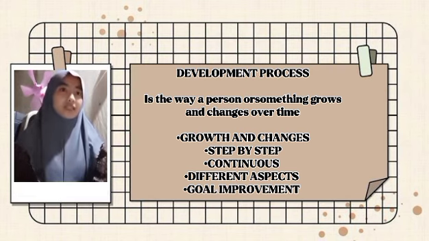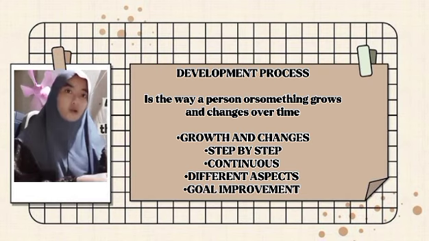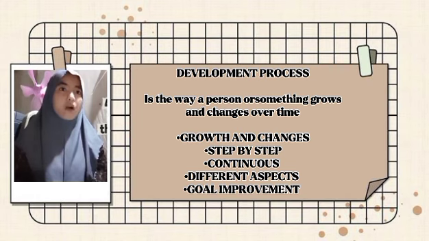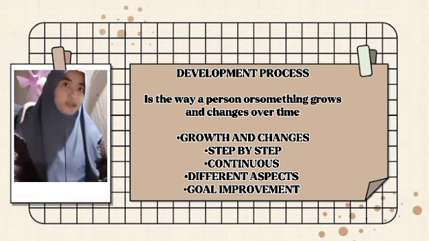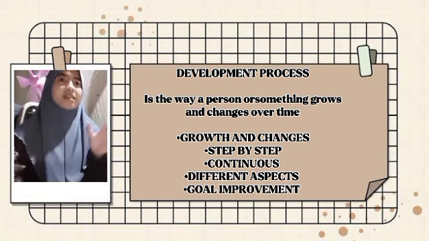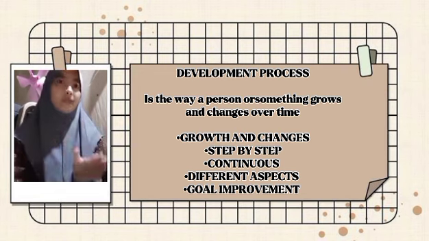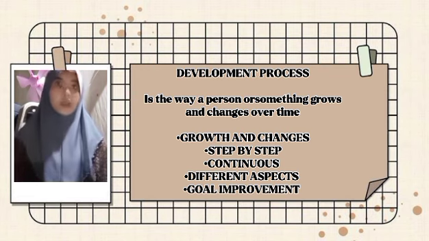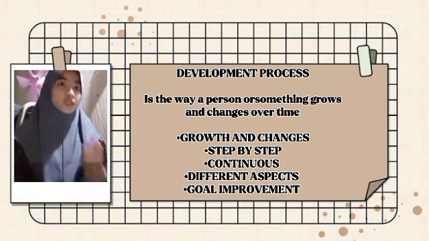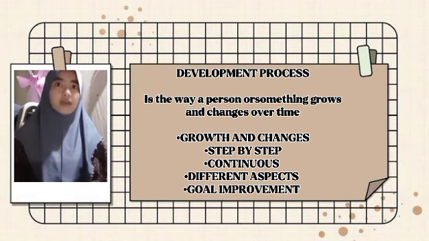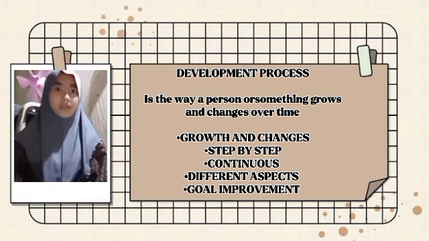Fourth, development happens in different aspects. This includes the body, the mind, the emotions, how we interact with others, and knowing right from wrong. All of these grow together as part of the process. Lastly, the goal of development is improvement. The reason for all of these changes is to make a person better, stronger, smarter, and more responsible. In conclusion, the development process is about growth and change that happens step by step, continuously, and in different aspects of life. The main goal is always improvement, to become better than before.